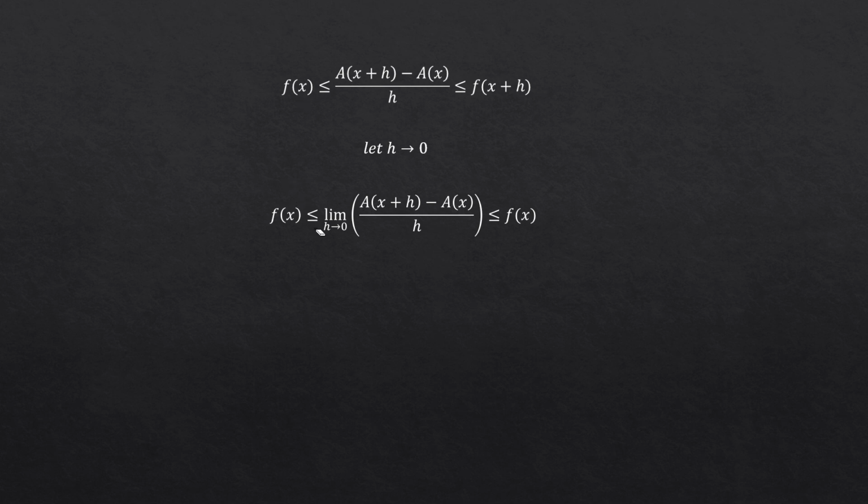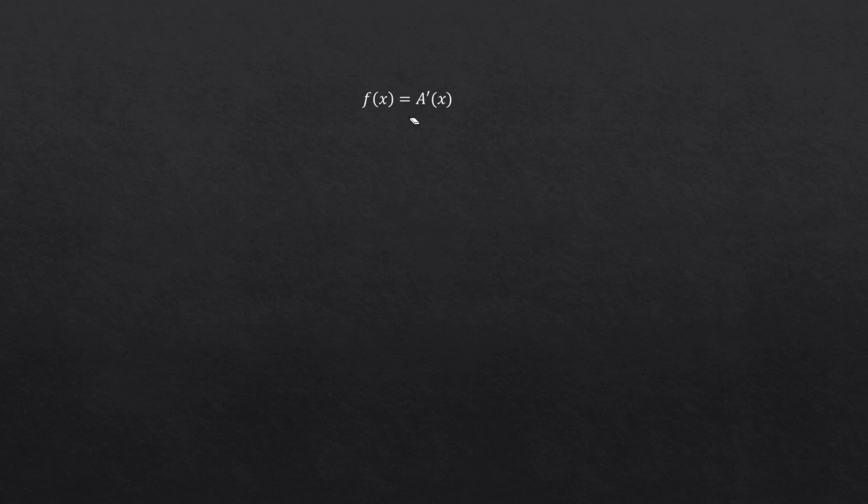Now, if something is less than or equal to something, and also greater than or equal to something, it's actually equal to it. So in other words, f of x is equal to this here. Now this is the derivative of a of x, from first principles. So in other words, f of x is equal to a dash of x. So what that means is, if we were to undo the derivative, we would have to integrate. So the integral of f of x will be equal to your area function. Hence, integrating gives you the area under a curve.